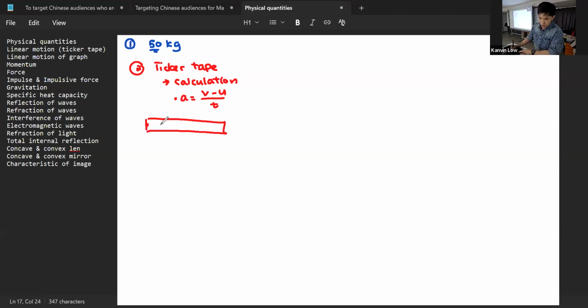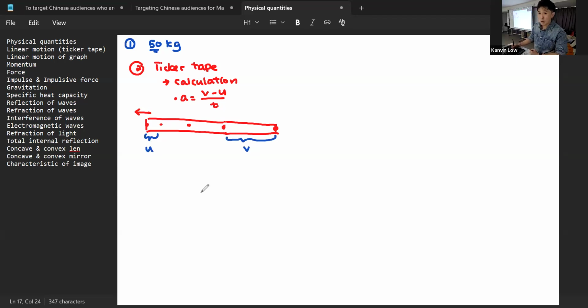The first one is something like this. They give you a tape, I make it longer. So this is the first ticker timer question, which only has one tape. They ask you what is the acceleration based on this. So where do you find the v and also the u, everyone? It depends on the direction of the motion. You start from here, so this part will be your u, and this part will be your v.